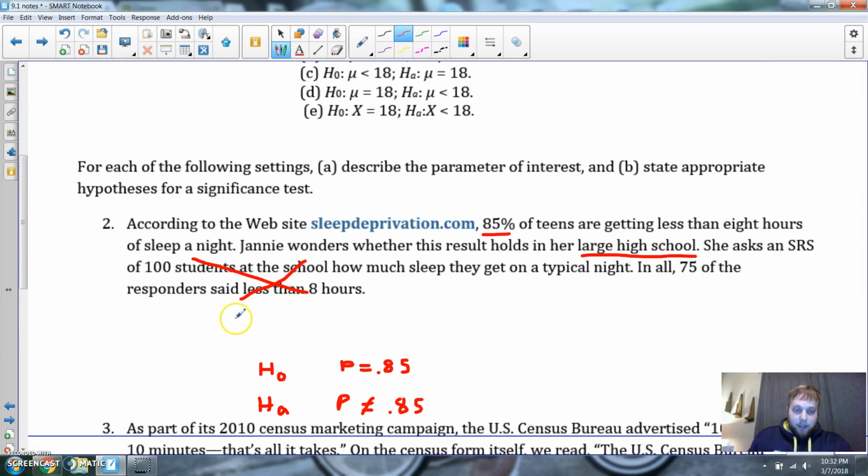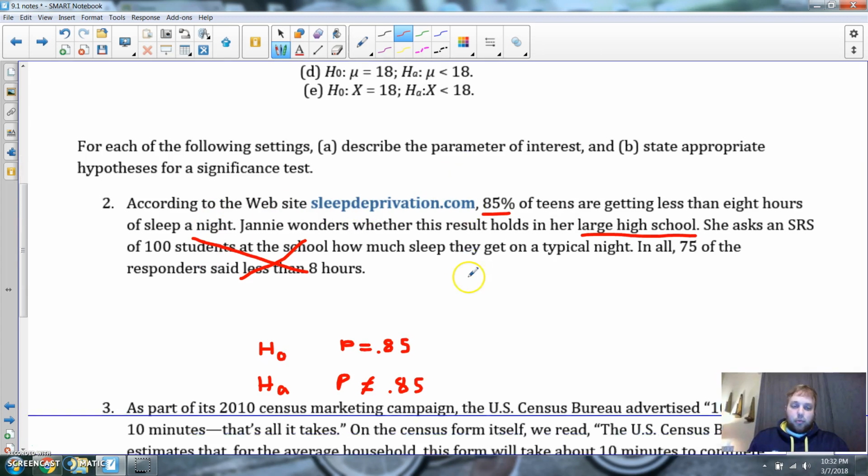And by the way, I'm not going to take the time right now, but P is the percentage of teens getting less than 8 hours. All right, so that would be the parameter.